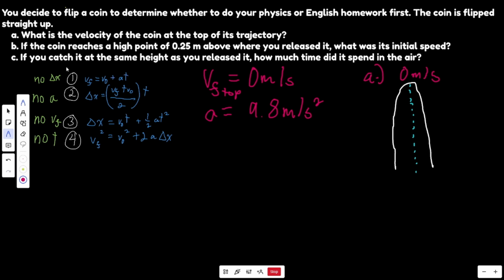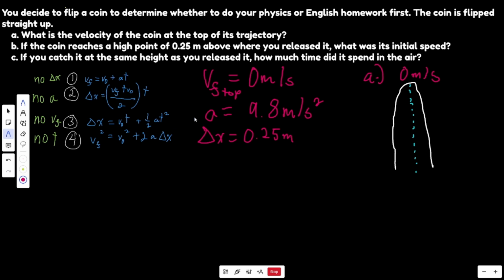Okay, so now if the coin reaches a high point of 0.25 meters above where you released it, what was its initial speed? Okay, so it now gives us a distance. What do we do with that? Which variable here talks about distance? Obviously, it's delta x. It's the change in position. So now we're given a new value. We have delta x, which is equal to 0.25 meters.